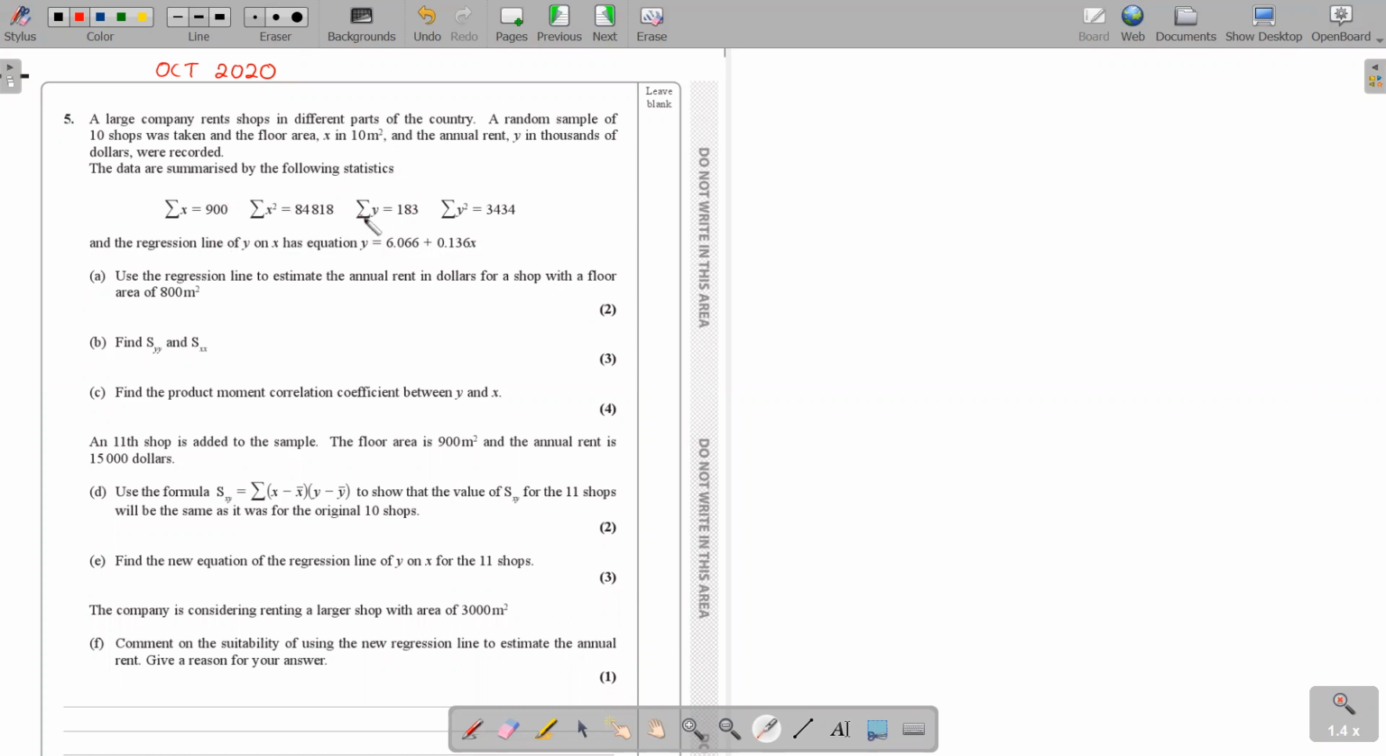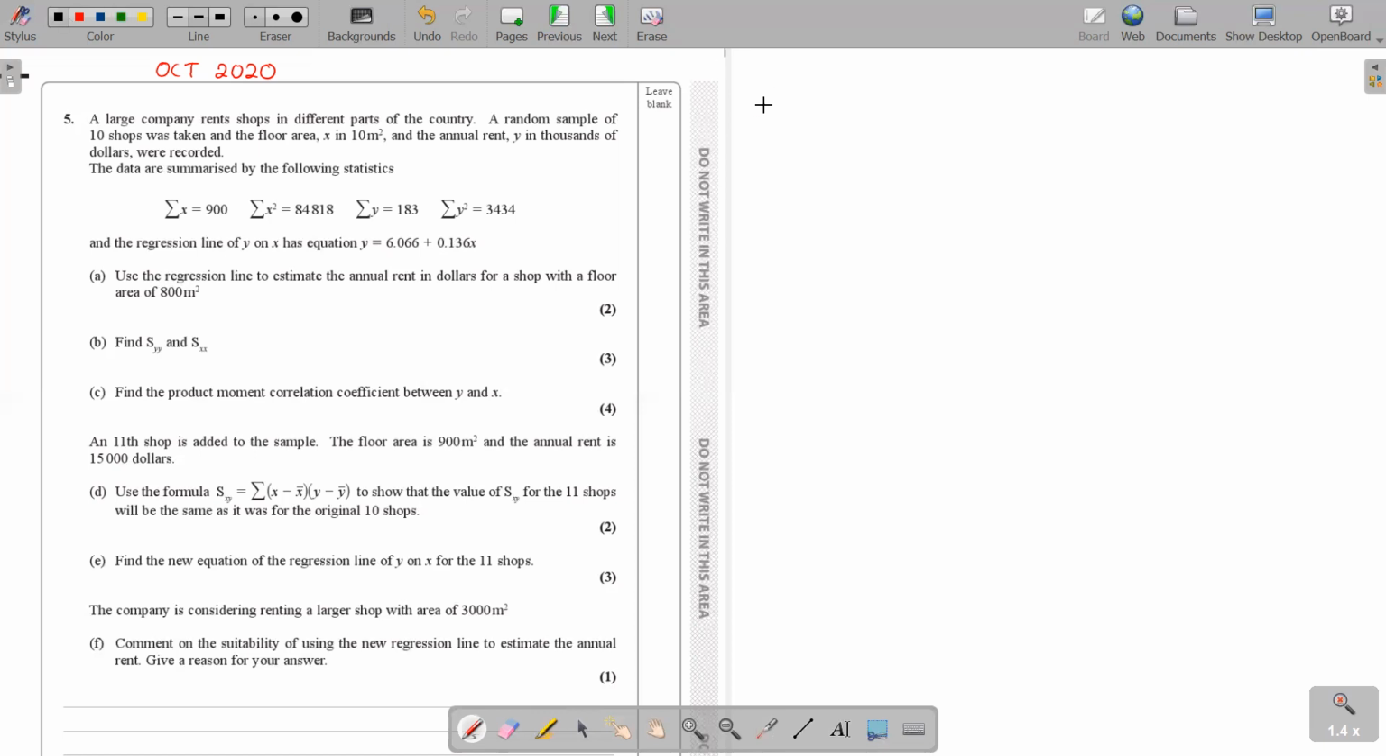The data are summarized by the following statistics. So sigma X square, sigma Y square values are given to you. And the regression line of Y on X is also given to you. They say use the regression line to estimate the annual rent in dollars for a shop with a floor area of 800. So they're asking you to calculate the annual rent in dollars for a shop with a floor area of 800.